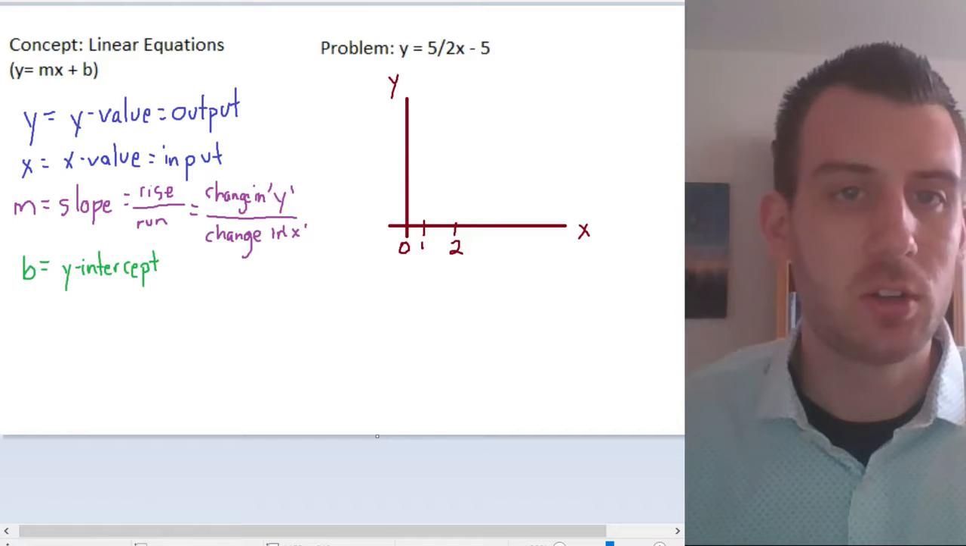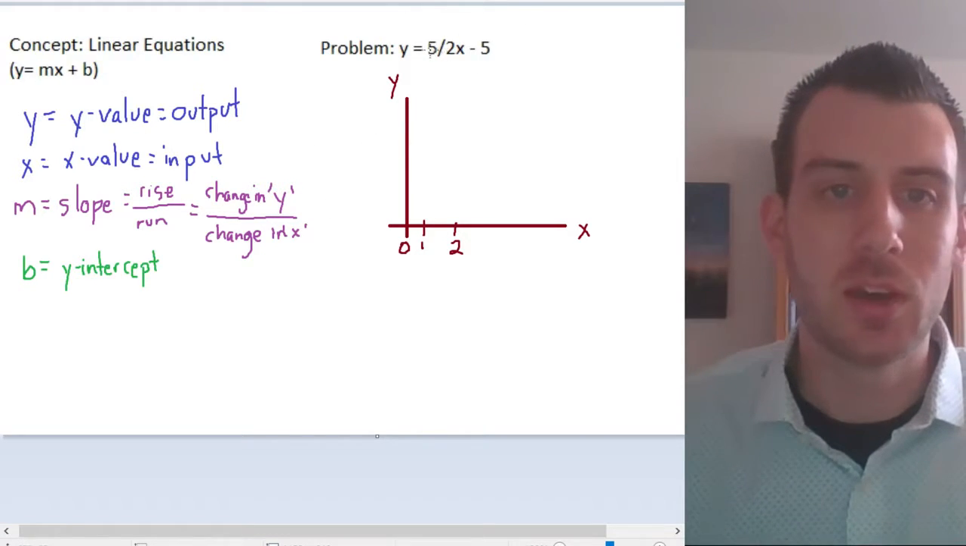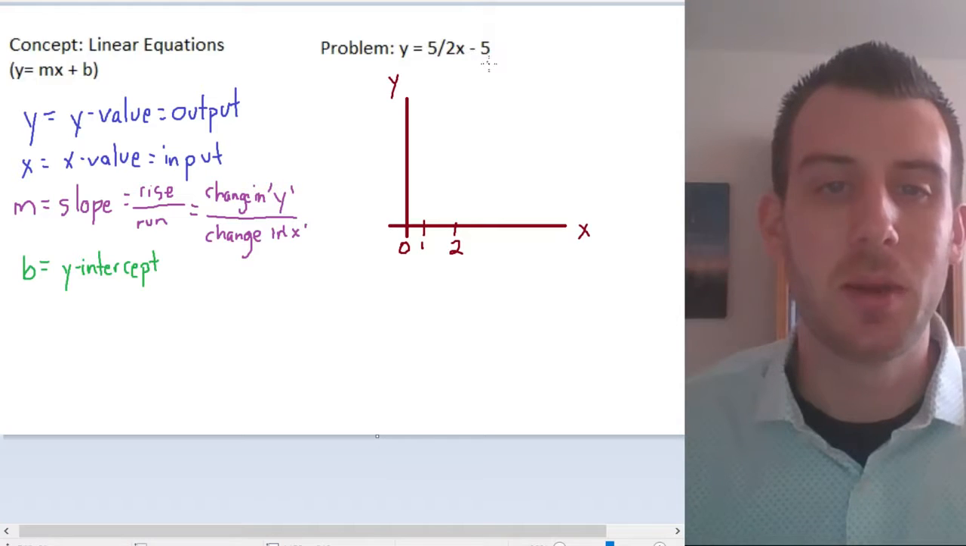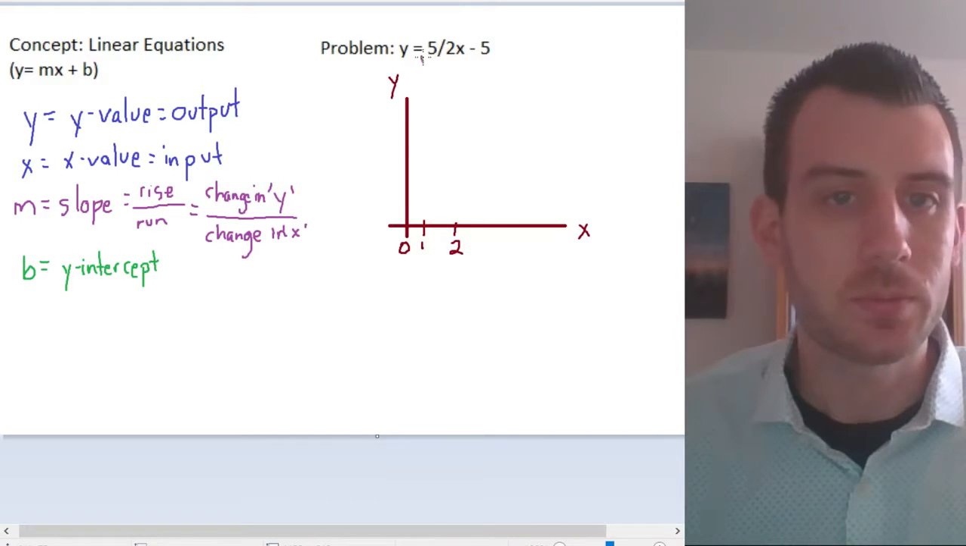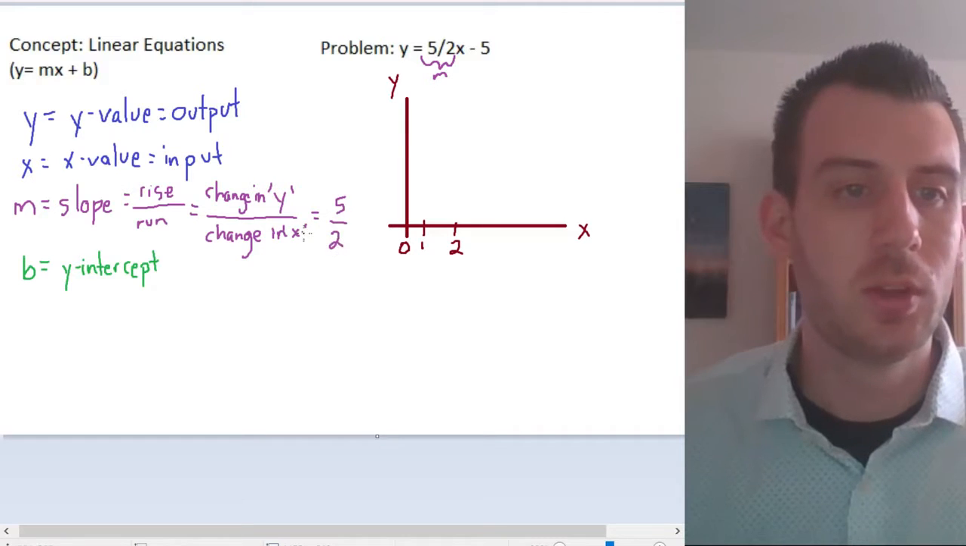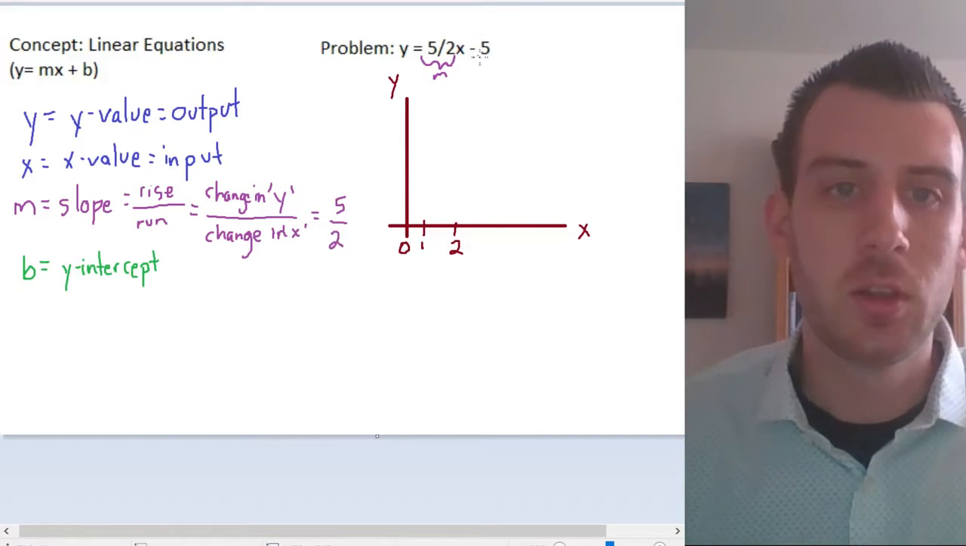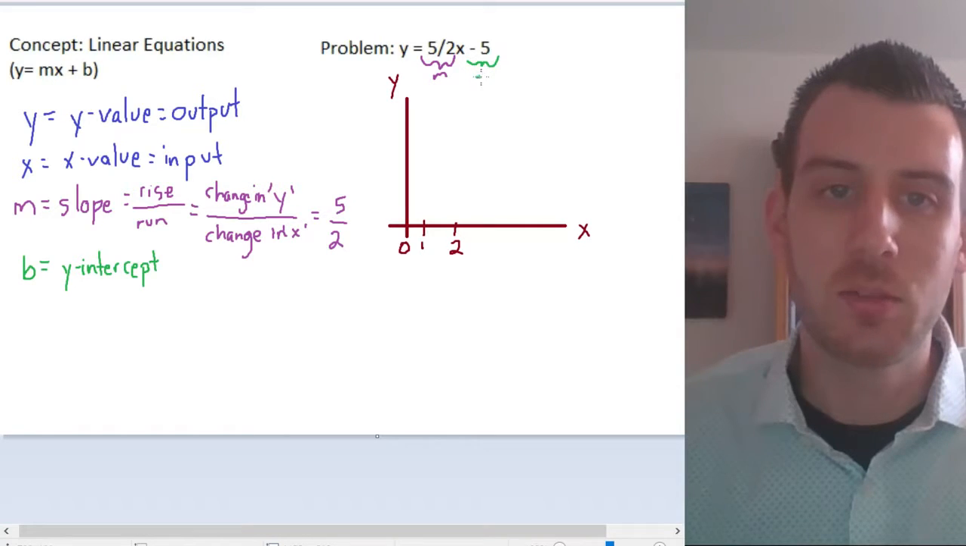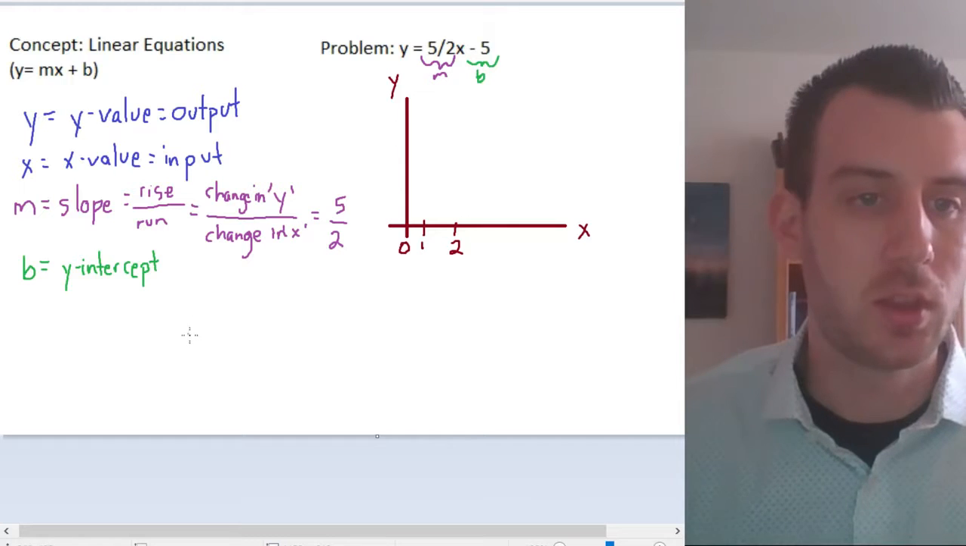Well, let's start figuring it out from our specific problem. In your form, you've got 5 over 2x minus 5. So this 5 over 2, this is going to be our m. So let's write that over here. This is going to be 5 over 2. And our intercept is going to be this negative 5. Don't forget to have that negative sign. The negative sign goes along with that number 5. So this is equal to negative 5.